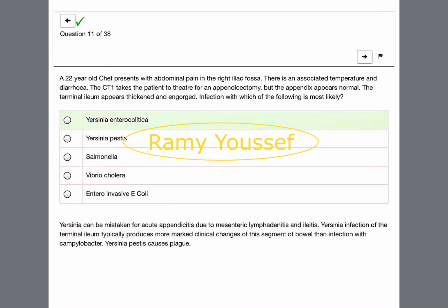So if the patient does not have Crohn's disease or any manifestation of Crohn's disease in the scenario, then it will be Yersinia enterocolitica.